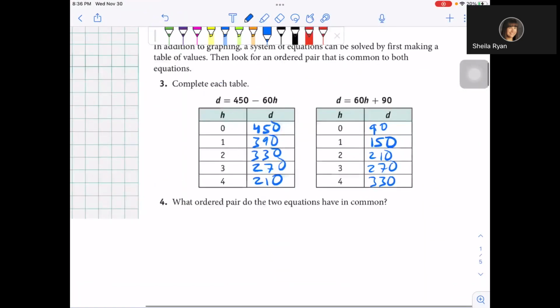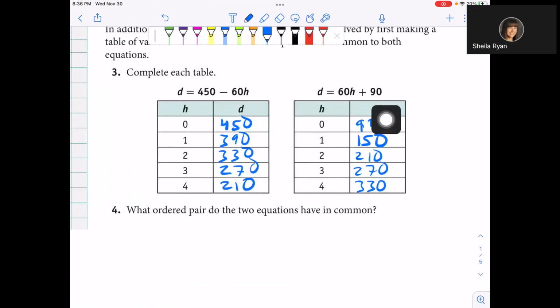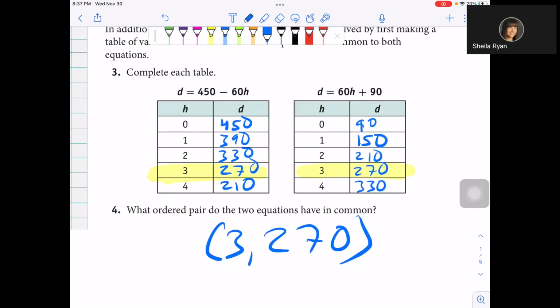What ordered pair do the two equations have in common? So 0, 450 and 0, 90; 1, 390 and 1, 150; 2, 330 and 2, 210; 3, 270 and 3, 270. So this ordered pair is in common on both charts. So 3, 270. Feel free to pause and go back as needed.